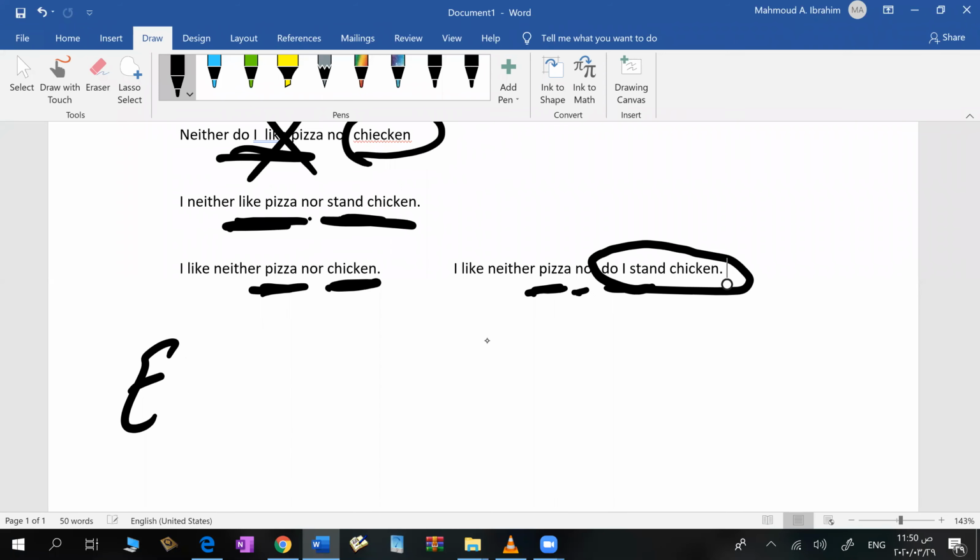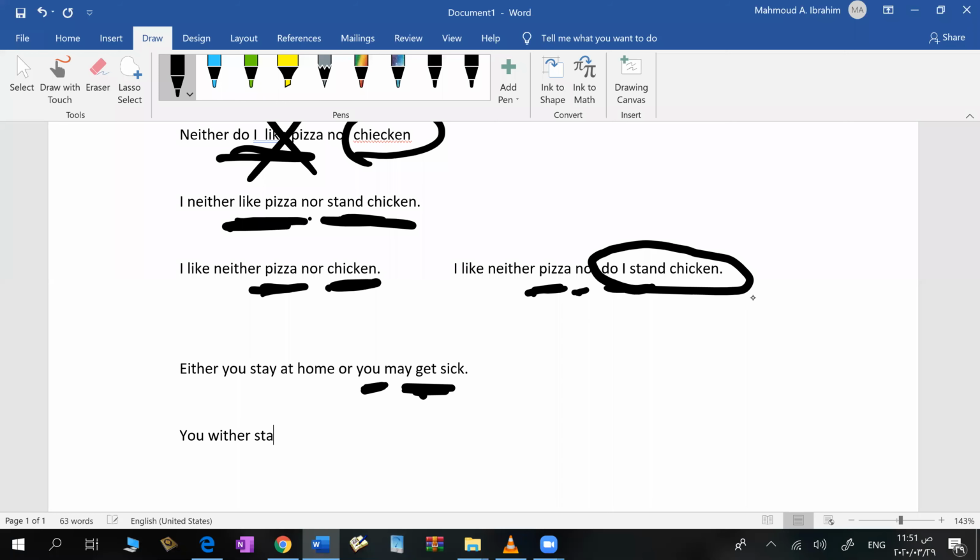Yes. Either, I want you to do this sentence: "Either you stay at home or you should leave, or you may get sick." So after "either" we have subject, verb, so after "or" we must have also subject and verb. "You either stay home or may get sick." Very good, excellent.